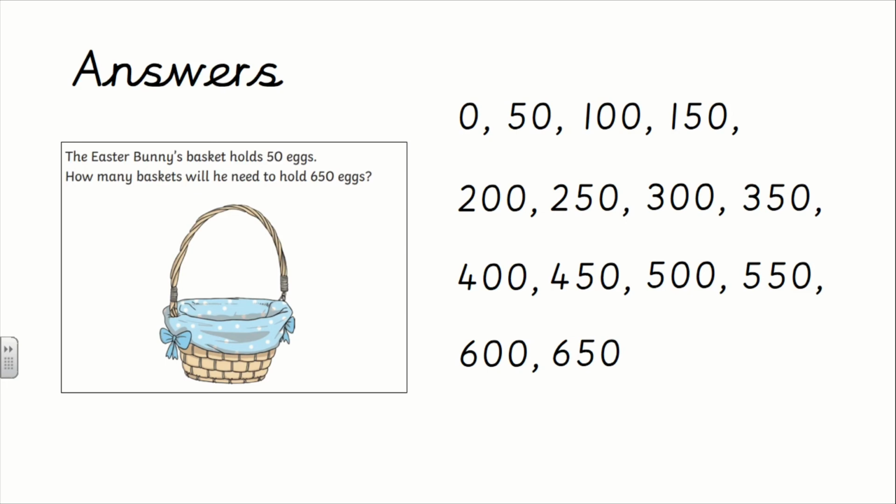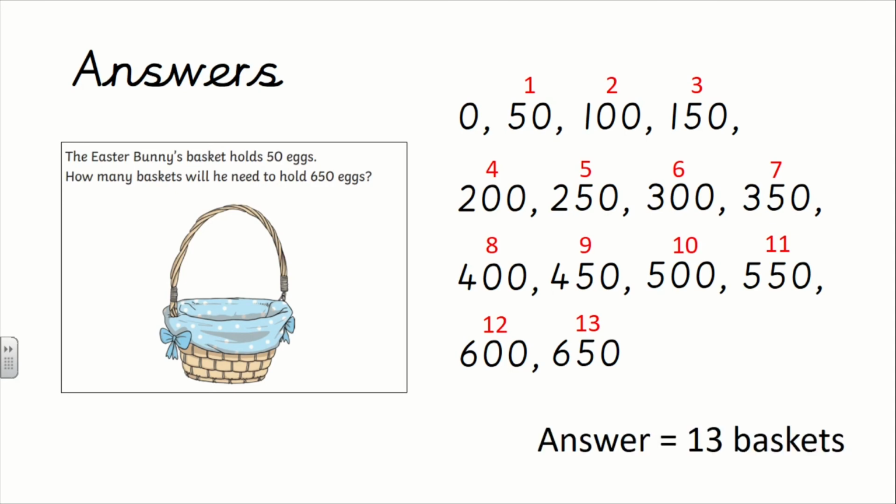Took a little bit of time counting, but it's not too tricky to do that one. So once you've counted up, then we count how many jumps of 50 we have done. So we've done 13 jumps of 50. So the answer is 13 baskets.